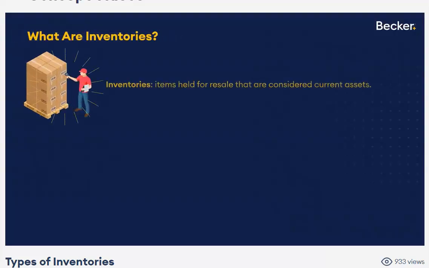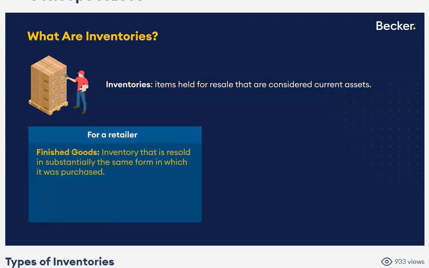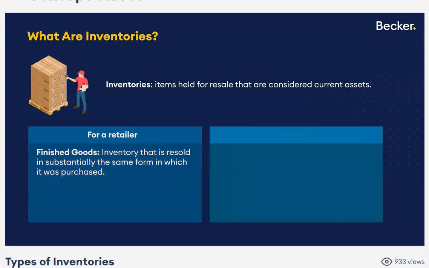So the first thing we have here, how do you know it's inventory? The item is held for resale. We know it's a current asset. The question is, are you holding it for resale in the ordinary course of business? If so, that makes it inventory. So a retailer will pretty much only have finished goods. They're going to get that item, and then it's resold in pretty much the same condition in which it was purchased. They don't really do anything to it. Finished goods, that's it, retailer.